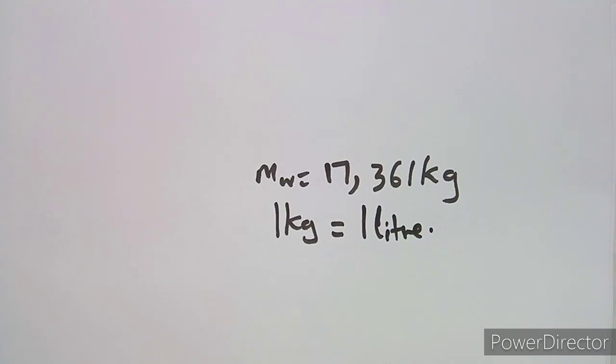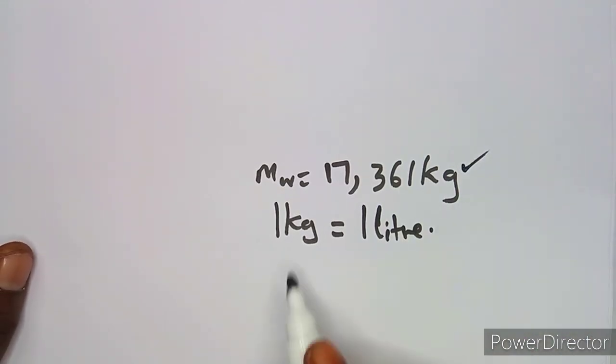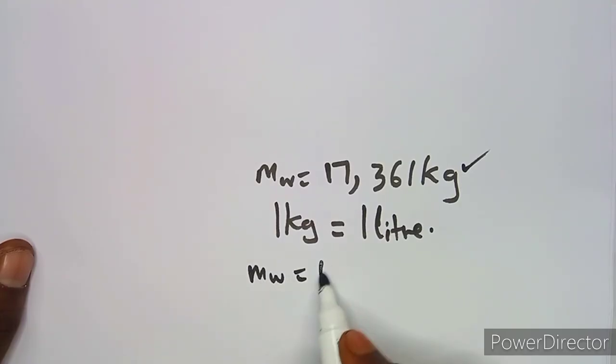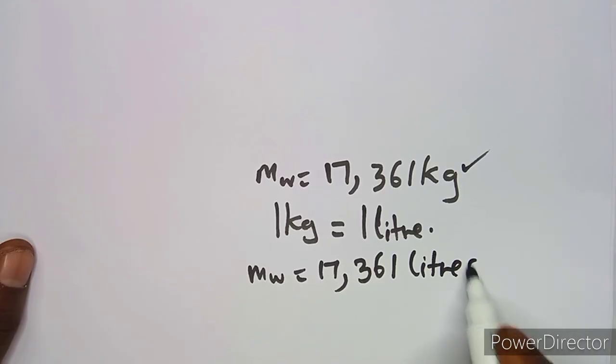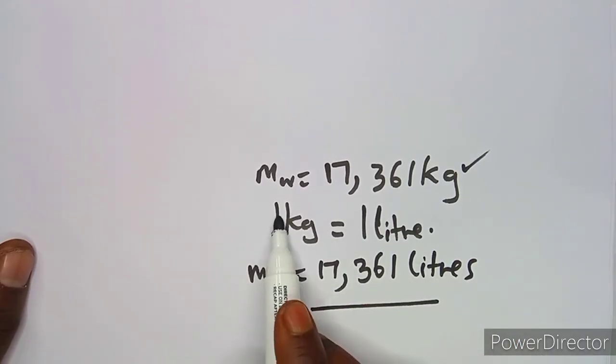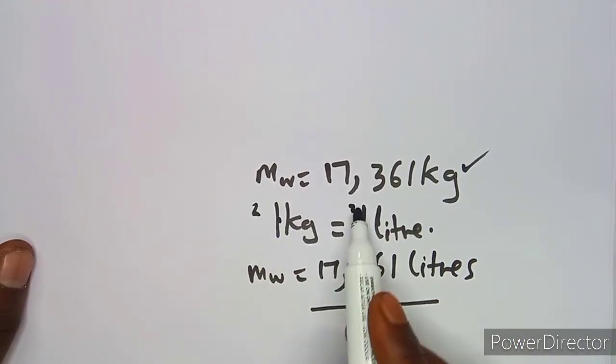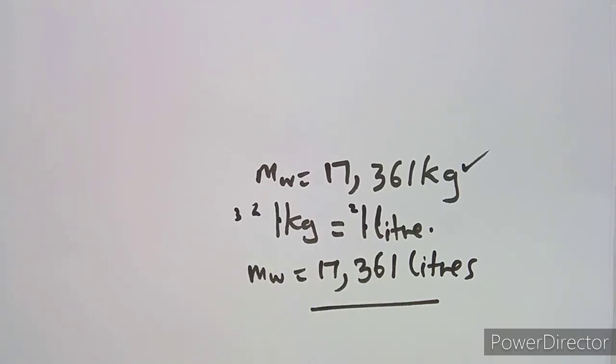So if 1 kg is equal to 1 liter, what does it mean? It means this is going to be 1.7361 in liters. This is 1:1, like when this is 1, this is 1, when this is 2, this is 2, when this is 3, this is 3, 1:1. So when this is 1.7361, this one is just going to remain as 1.7361, because they are equal throughout. But this is now in liters, because you're asked to give that volume in liters, not in kgs.